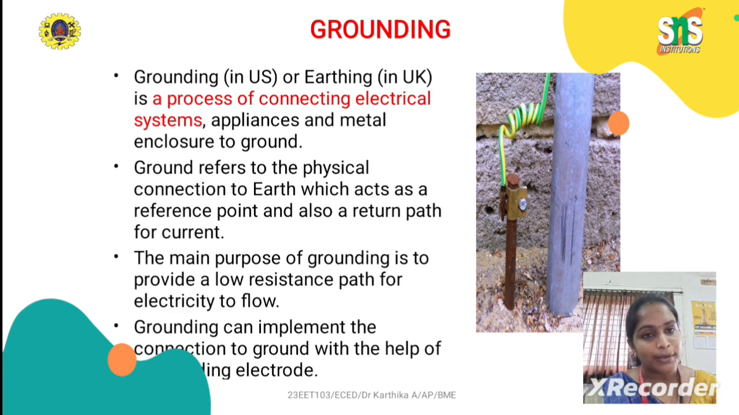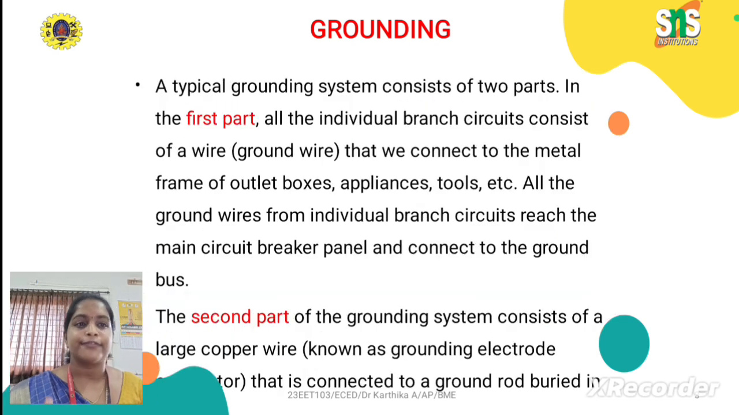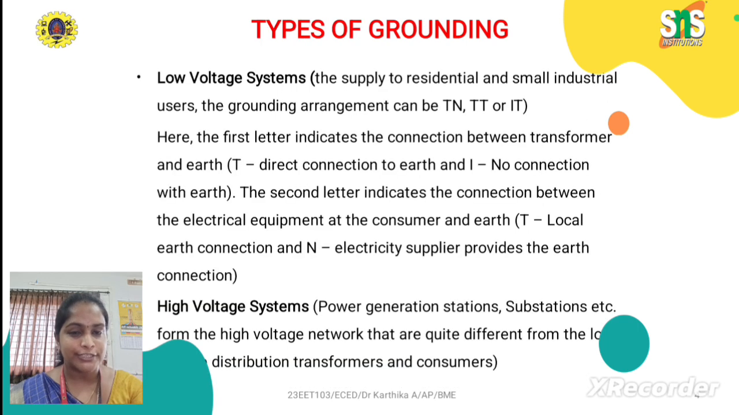Grounding can be implemented with the help of a grounding electrode. See the diagram. In grounding we have two parts. In the first part, all the individual branch circuits consist of wire, like the ground wire that we connect to the metal frame of our outlet box, appliances in the home, tools, etc. All the ground wires from the individual branches reach the main circuit breaker panel and connect to the ground bus. This is our first part. In the second part, the grounding system consists of a large copper wire, known as the grounding electrode, that is connected to a ground rod which is buried in the earth.